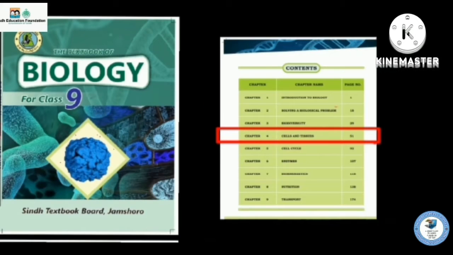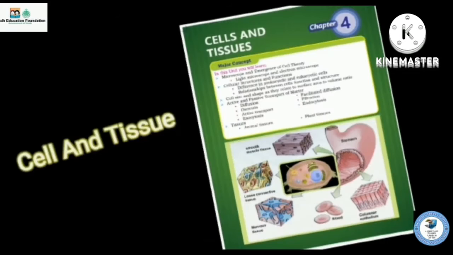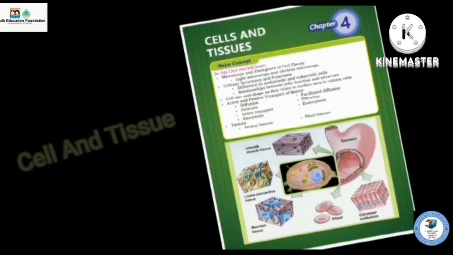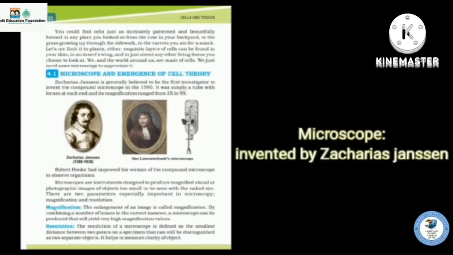In the previous video we discussed the introduction of 3 chapters. In this video we will discuss chapter number 4, cell and tissue. In this chapter we will learn about microscope, cellular structure and functions, and organelle system and tissues. Our first topic is microscope.